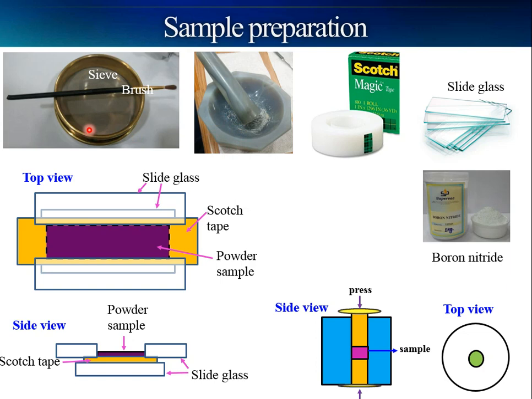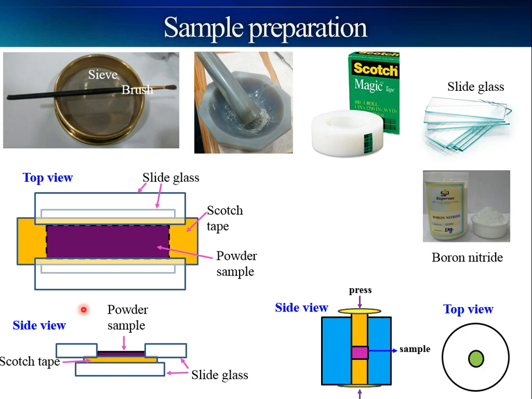The scotch tape is put on the base slide glass like that. This is a base slide glass and scotch tape. This is the top view. Two slide glasses are laid on the side of the scotch tape.